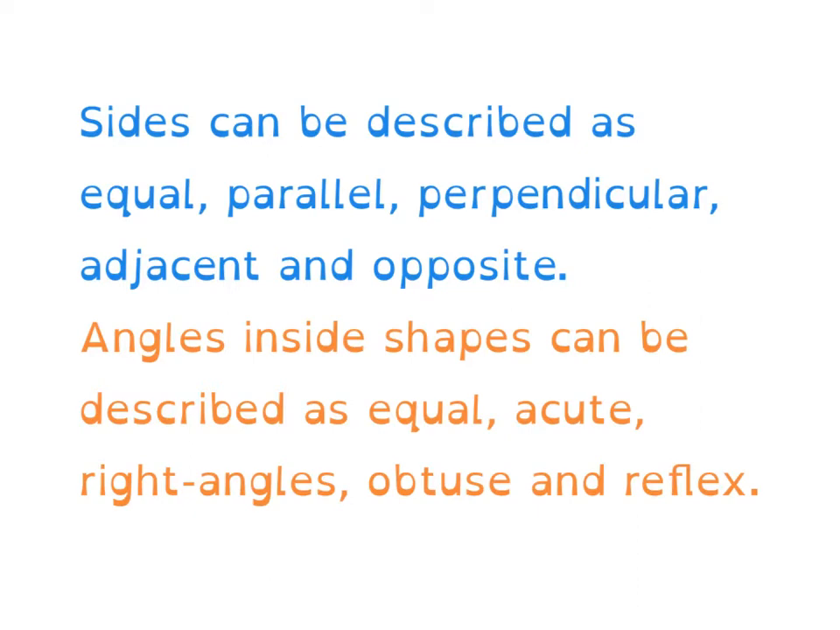Angles inside shapes can be described as equal angles, acute, less than 90 degrees, right angles, 90 degrees exactly, obtuse, more than 90 degrees, and reflex, more than 180 degrees.